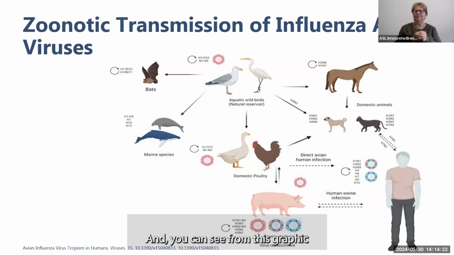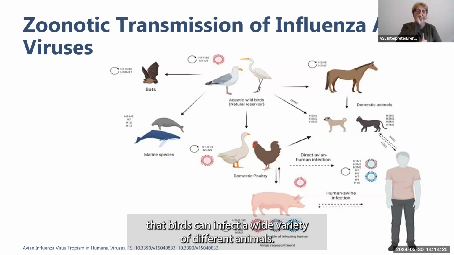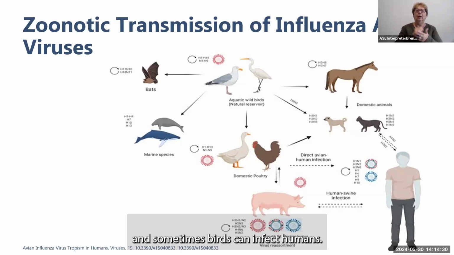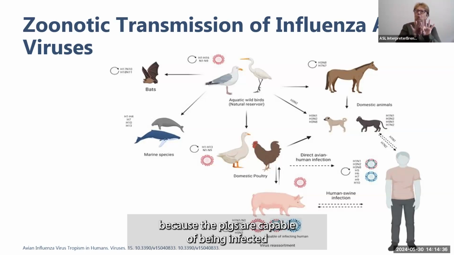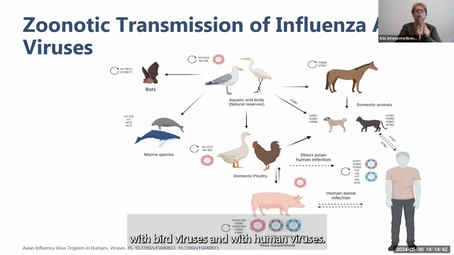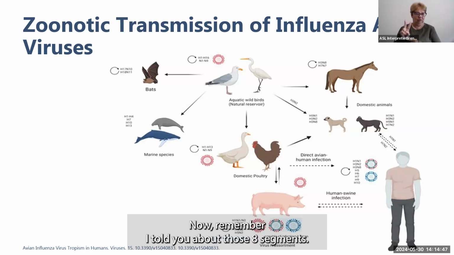And you can see from this graphic that birds can infect a wide variety of different animals. And sometimes birds can infect humans. Pigs are especially important because the pigs are capable of being infected with bird viruses and with human viruses. Now, remember I told you about those 8 segments. That is going to become important again.